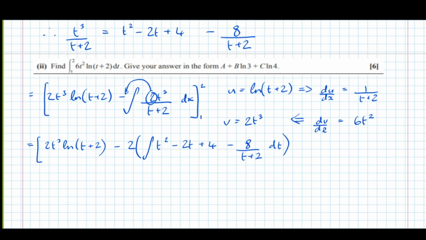So I've taken t cubed over t plus 2 and converted it into this equivalent form, which we proved in part A. Close brackets, between 2 and 1. So quite a difficult question. There's a reason it's worth 6 marks. So it should take 8 to 10 minutes to do these 6 marks.